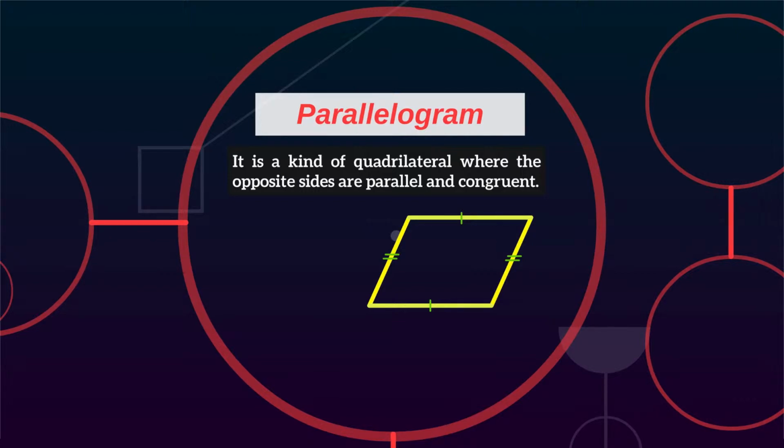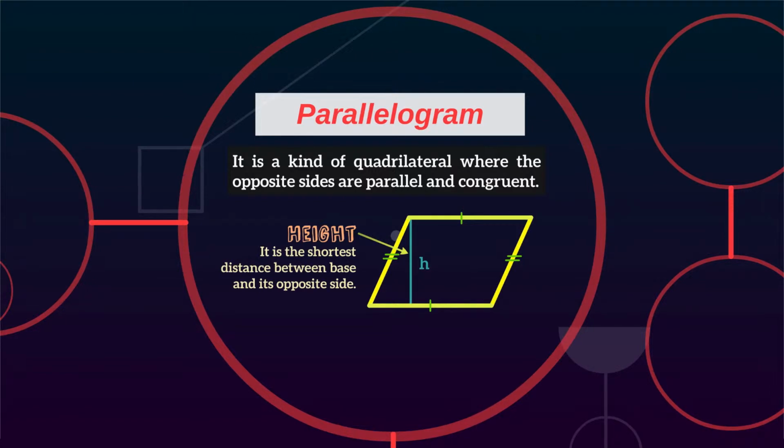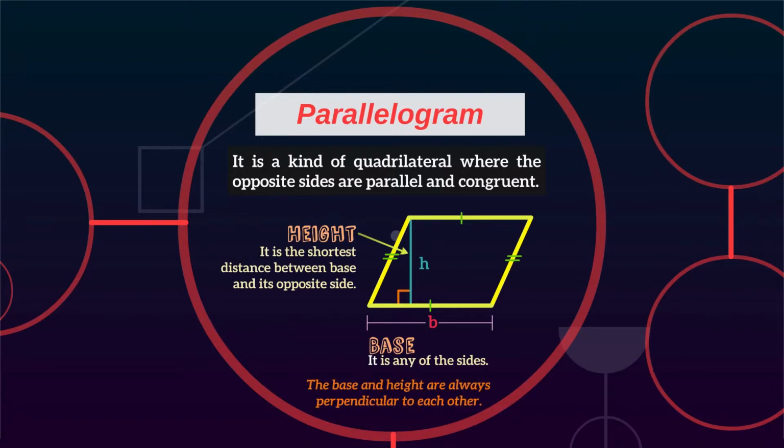The figure shown is an example of a parallelogram, and the green lines you can see on every side of the figure are symbols indicating that certain sides are congruent. Don't get confused. Height is always the shortest distance between the base and its opposite side. On the other hand, bases can be any one of the sides. Remember, the base and height are always perpendicular to each other. This means that there's a 90-degree angle formed, and the square symbol means 90 degrees.